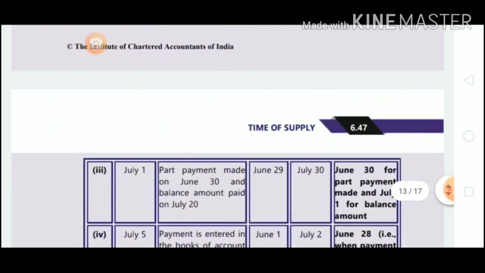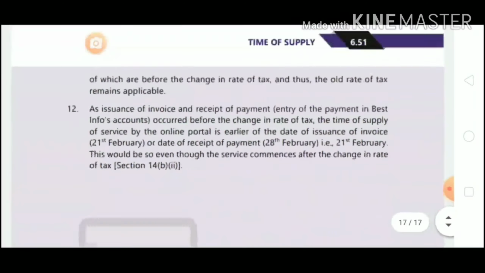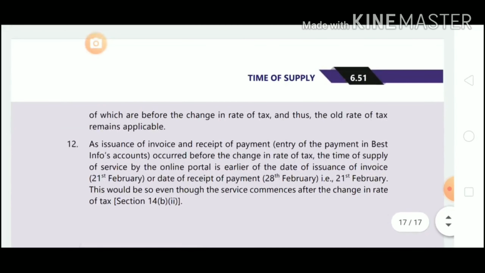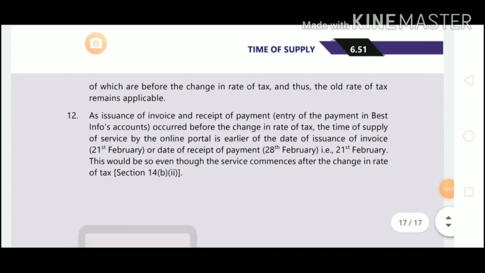See the answer. As the issuance of invoice and receipt of payment, entry of the payment in Best Info's account, occurred before the change in rate of tax. Receipt of payment we have to see, means when the payment entry is made in Best Info's accounts.